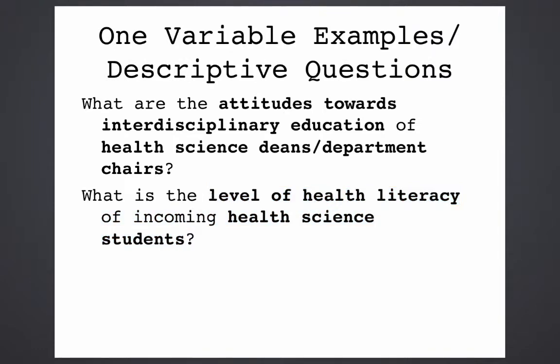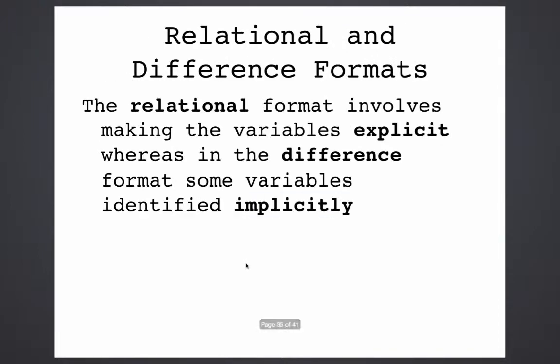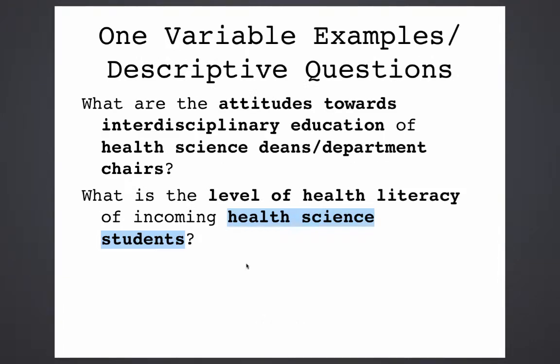So you could argue that this target population is not specific enough. Maybe it should be medicine students at the University of Alberta. That would be much more specific. But we do see the identification of a variable of interest, level of health literacy, and the pointer towards who it is we're actually studying.